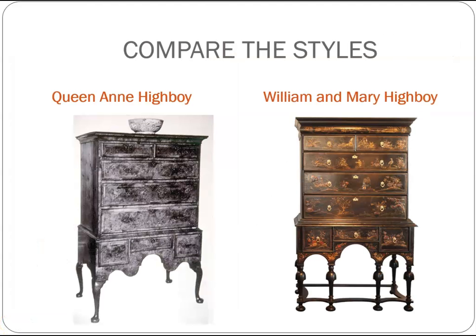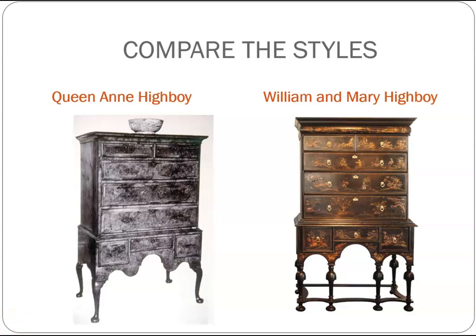Here are 2 styles compared right next to each other. The one on the left is a Queen Anne highboy, and the one on the right is a William and Mary highboy. At this time in the course, it is important for you to be able to distinguish between past styles. And so some distinguishing features for each of these furniture pieces for the Queen Anne would be the cyma curve, the cabriole legs, the pad foot.